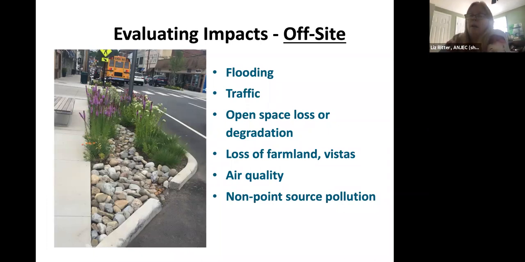Again, you are in there and you know your town, and you can go and see what is nearby. Is there going to be a traffic problem? As I mentioned, there could be a pond back there. You're going to have a flooding problem. What about vistas or other kinds of farmland? Or is there going to be an air quality issue? Are you going to have a stormwater problem, even if it's off site?